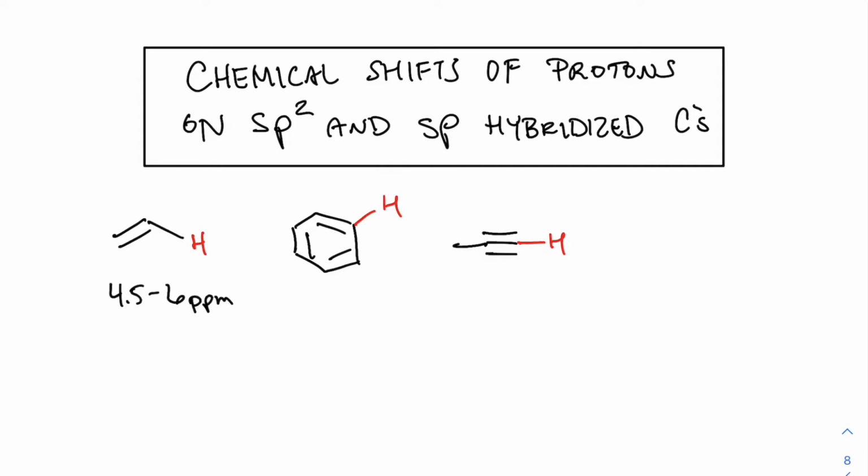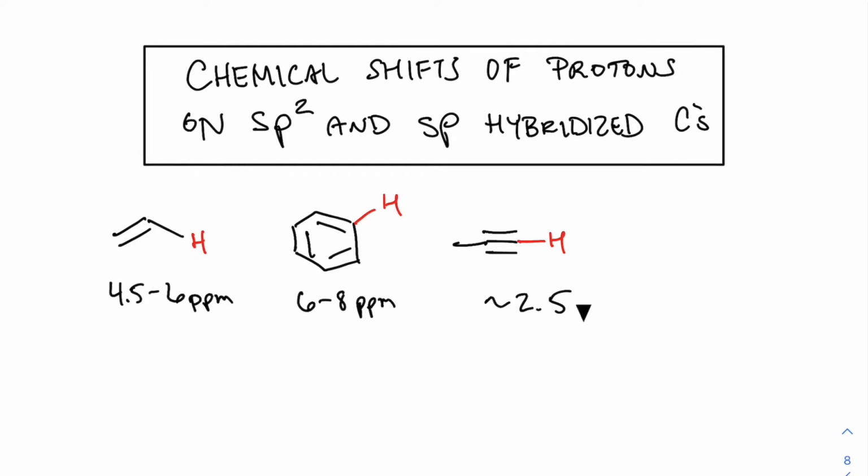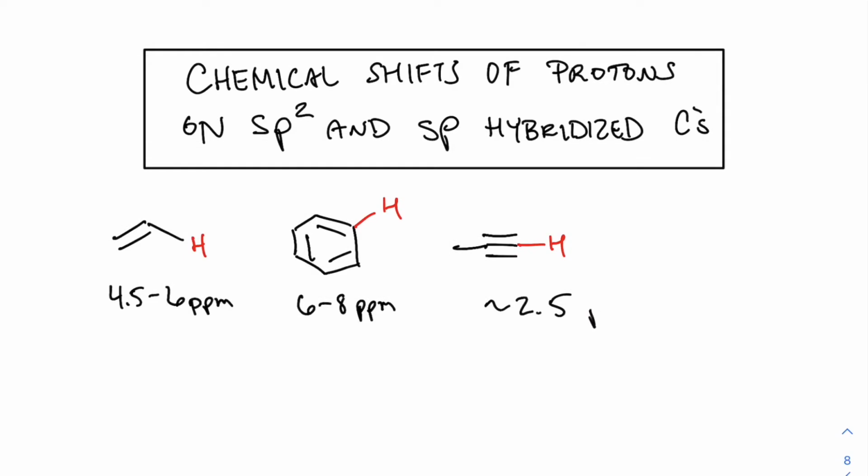For alkenes, they show up around 4.5 to 6 ppm. And then for benzene rings, they show up around 6 to 8 ppm, or maybe 6.5 to 8. And then alkynes are going to show up at around 2.5 ppm.